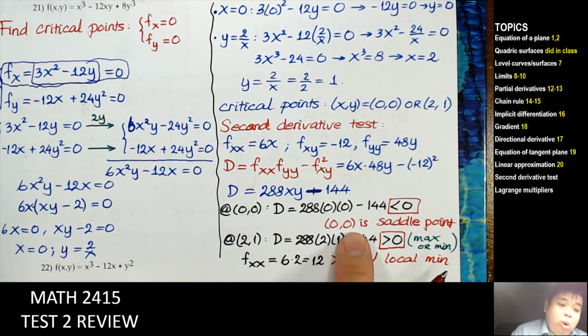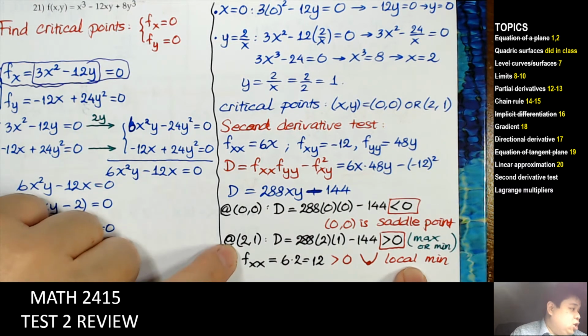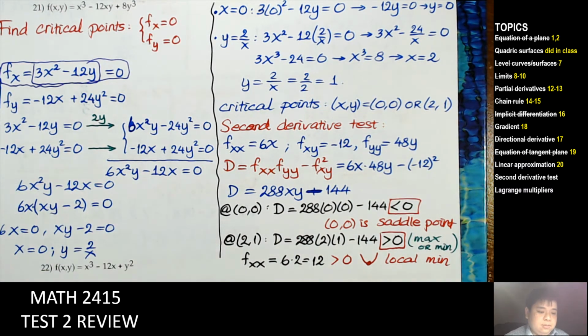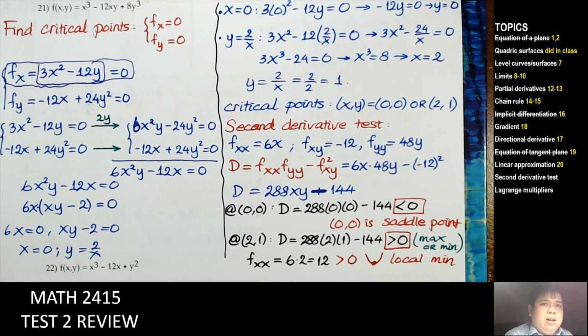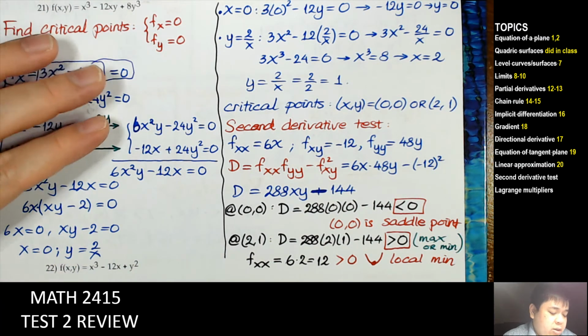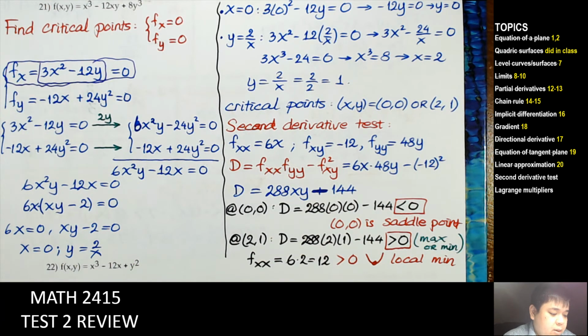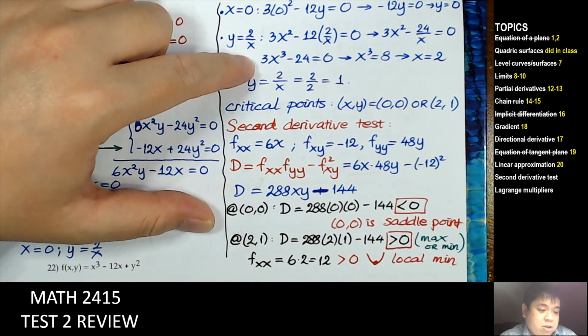So we have a saddle point at (0, 0) and a local min at (2, 1). Also, we can do the same thing on 22. Again, set the partial derivatives equal to 0, usually using elimination or substitution. Here we have elimination, and actually we do have some substitution too.